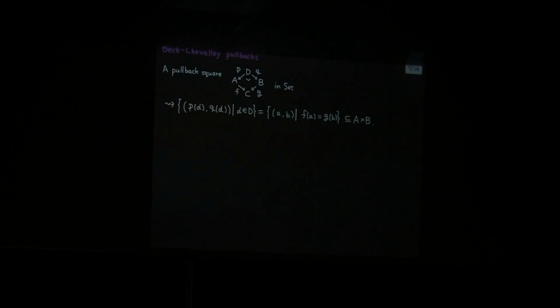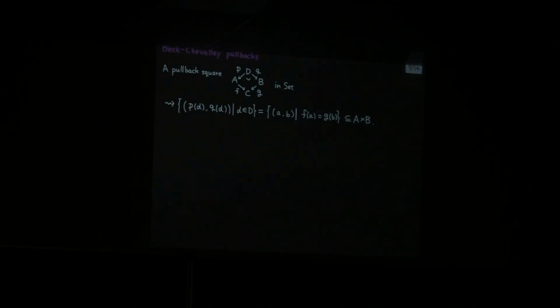And the final structure I'm going to explain is Beck-Chevalley pullbacks. But in this case, I'm going to explain this with a simple case. Suppose you have a pullback square in Set, then it gives us the equality relation between A and B. The left-hand side is the simultaneous image of P and Q, while the right-hand side is the kernel of F and G.